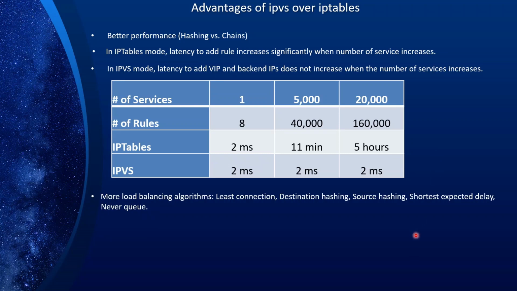And as we discussed earlier, on load balancing options, iptables only supports round robin, but in addition to round robin, ipvs supports least connection, destination hashing, source hashing, shortest expected delay, and never queue. So in situations where you have to use a different load balancing algorithm, then obviously ipvs is the way to go. It supports server health checks and connection retries, which we don't get if we use iptables. And finally, it supports sticky sessions.